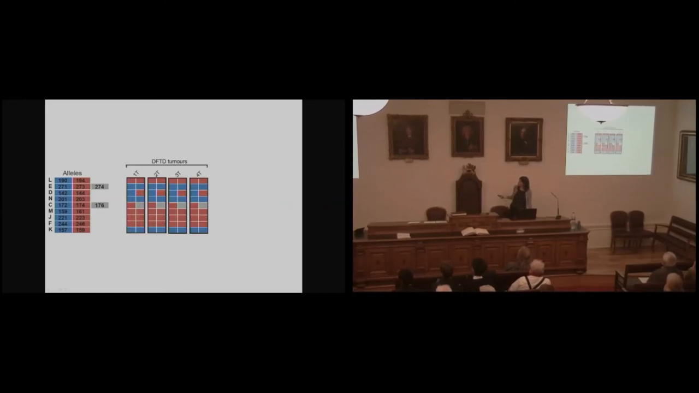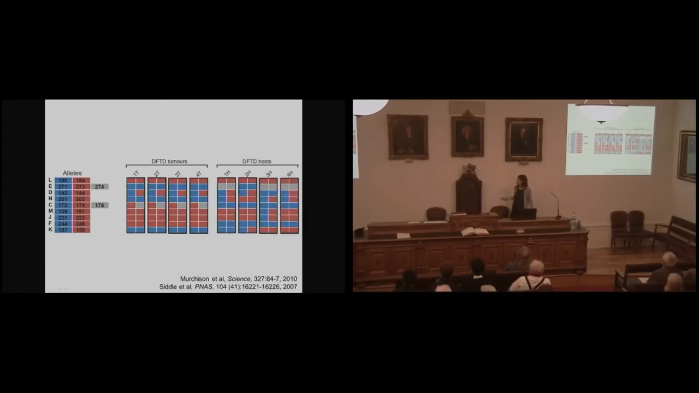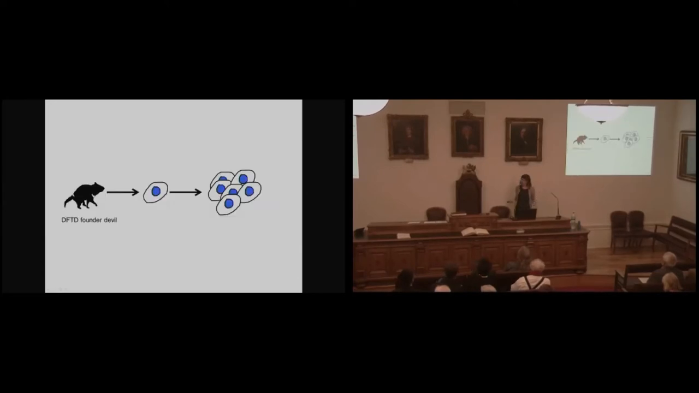When we looked at 4 different DFTD tumors collected from different places, you can see immediately that they're all the same. So they are identical at every single locus, indicating really quite clearly that they must belong to the same individual. You just wouldn't expect to find that by chance. And importantly, all of these tumors were genetically different in every case from the hosts in which they were derived. So it confirms that these tumors didn't arise from the cells of their hosts, but rather they belong to one original devil, which we call the DFTD founder devil.